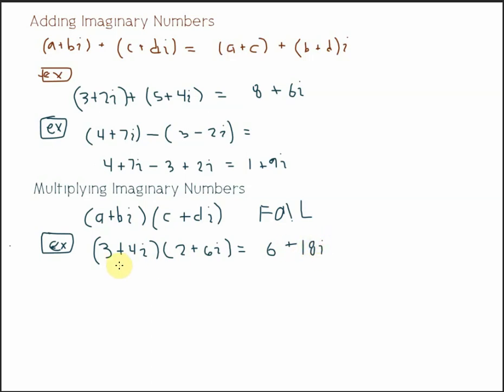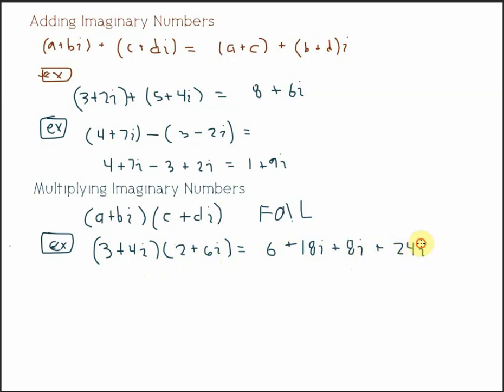Okay, and then we have inner times inner. 4i times 2 is 8i. Okay, works exactly the same way as if you have an x there. Okay, and even when you come here, you get 4i times 6i, which is 24i squared.